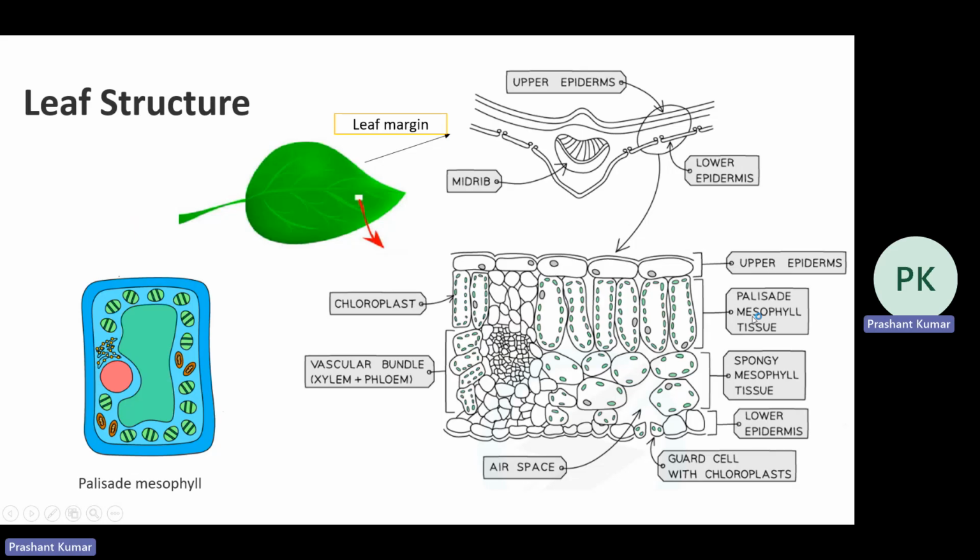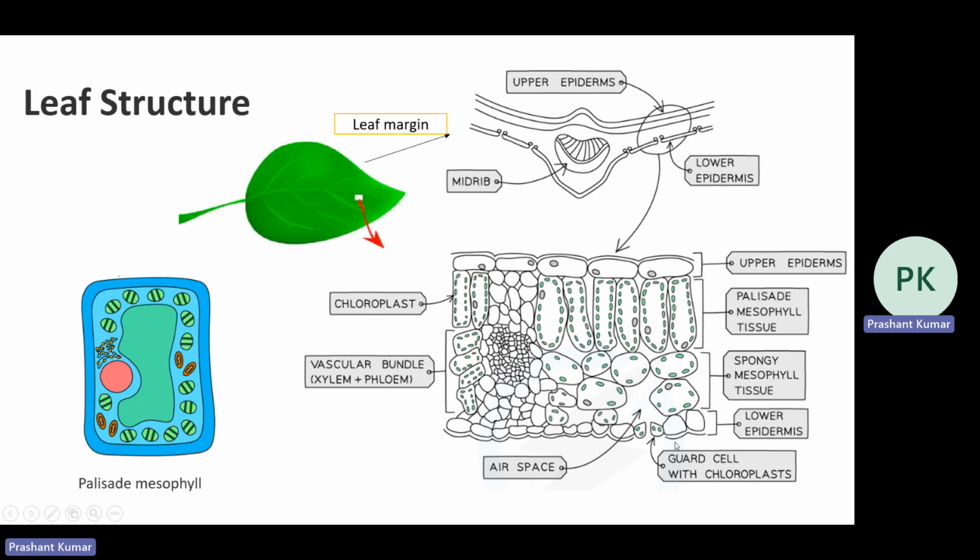Then we have the palisade mesophyll layer, which has rectangular, tightly packed cells. You can see here. Then we have the spongy mesophyll layer, which is loosely arranged with irregular shapes. The shape is not defined. Then after that, you have the lower epidermis, and in the lower epidermis, you have the guard cells.